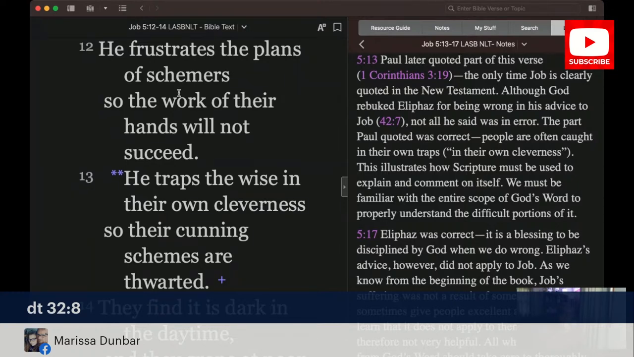We see that. And that's exactly what happened to this godless empire that was being built, Babylon, and the tower of Babel. We see that. Also, if we go over to Job chapter 12, verse 17.